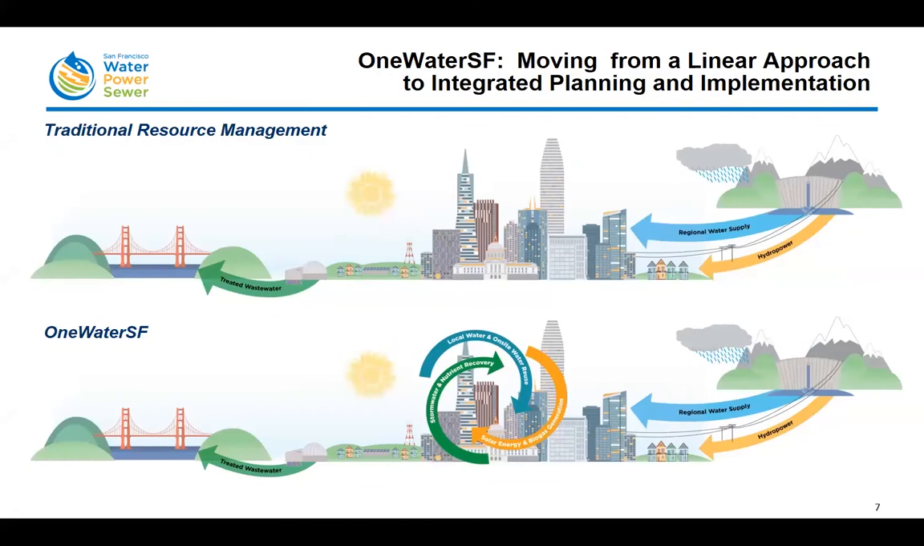How we've thought about dealing with a lot of these challenges is moving towards a One Water SF approach. So it's really a shift from the traditional 20th century model of resource management, where water supplies come in from the mountains and then go out to the bay as wastewater. One Water SF is really thinking holistically about how we can better reuse sources of water on site, how we can integrate things like solar power and biogas generation and resource recovery into our water and wastewater systems, really towards an integrated water management approach.